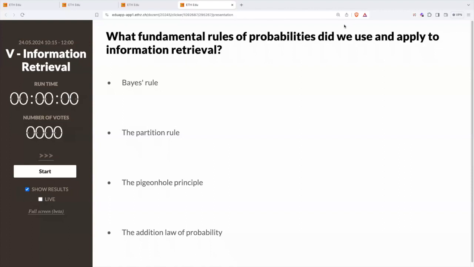Welcome back, everybody. So as I told you, we are done with the material, but I have questions to ask you just to finish today, and then you will be able to have an early meal. Here's the first one. What fundamental rules of probabilities did we use and apply to information retrieval?